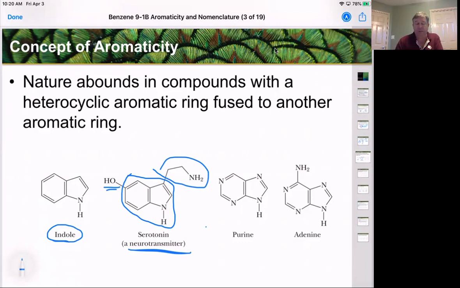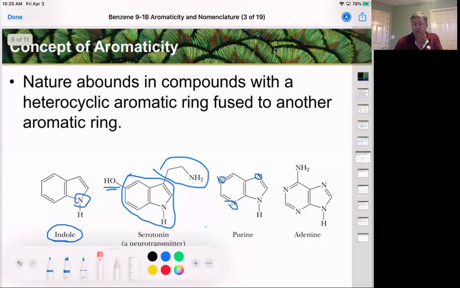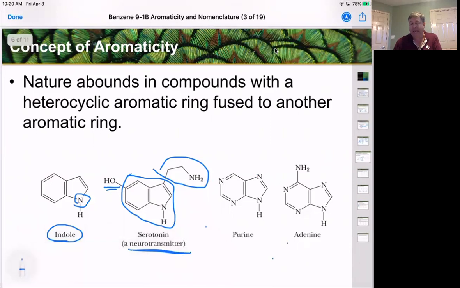Another way to do it is if we took indole and instead of just having this one substitution with nitrogen, we actually do 3 more nitrogens on the system here, we can get to this purine here, which is also an aromatic compound, and it's used in the body for adenine. Adenine is used in a bunch of different processes, including DNA.